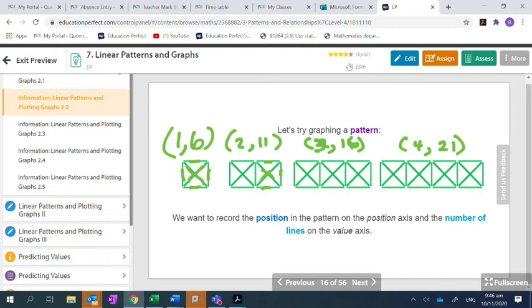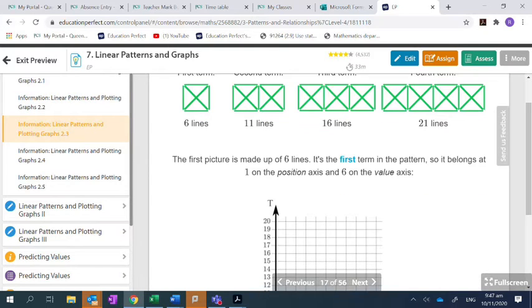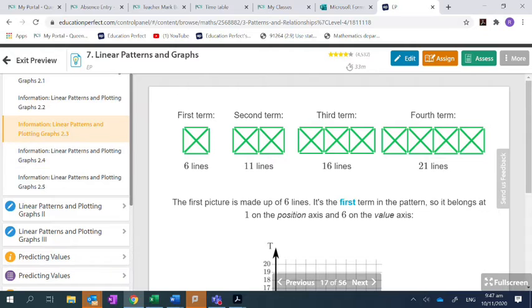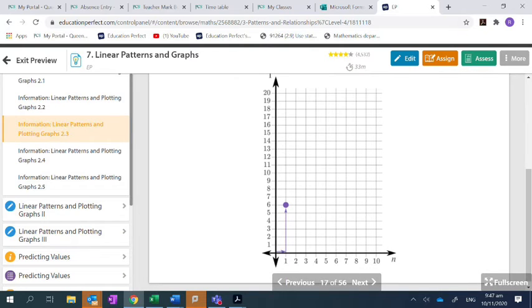So you don't need a chart. You can just write down ordered pairs and be able to graph using that information. Does that make sense? So you don't always have to make the chart. But if they ask you for a chart, they want it. And so you see, we did first term 6 lines, second term 11, so we got exactly what they did. And then they just, of course, graphed it.